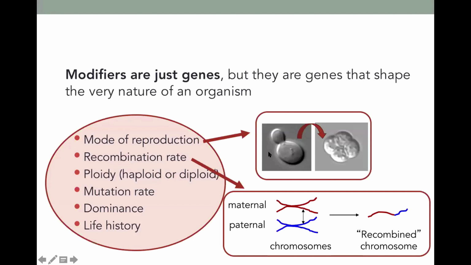And that would be a modifier of sex, or a modifier of recombination might influence the number of sites within a chromosome that undergo recombination, or the patterning of recombination across the chromosomes, whether they tend to be telomeric or well distributed across the chromosome. That would be a modifier of recombination.